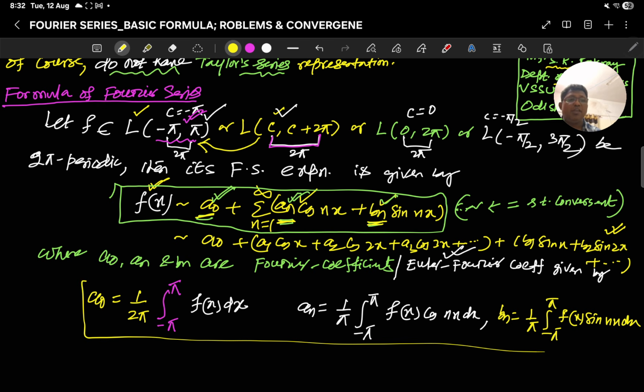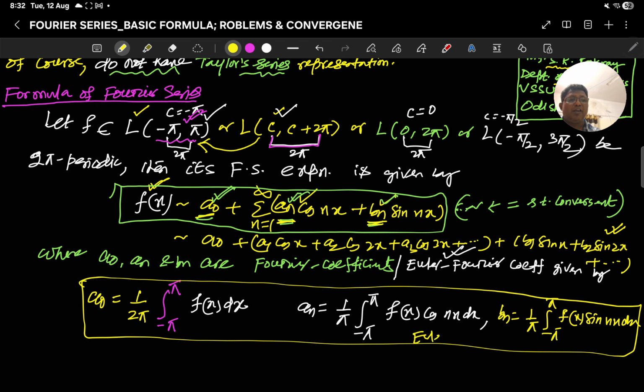So now these are called the Euler Fourier coefficients, and basically these are Euler's formula, right? That's why this is called the Euler Fourier coefficient. So now our job is to find these Euler Fourier coefficients and substitute the values of a0, an and bn, and this will be my final answer. The convergence analysis I will study later on. But first we will learn how to find the Fourier series.